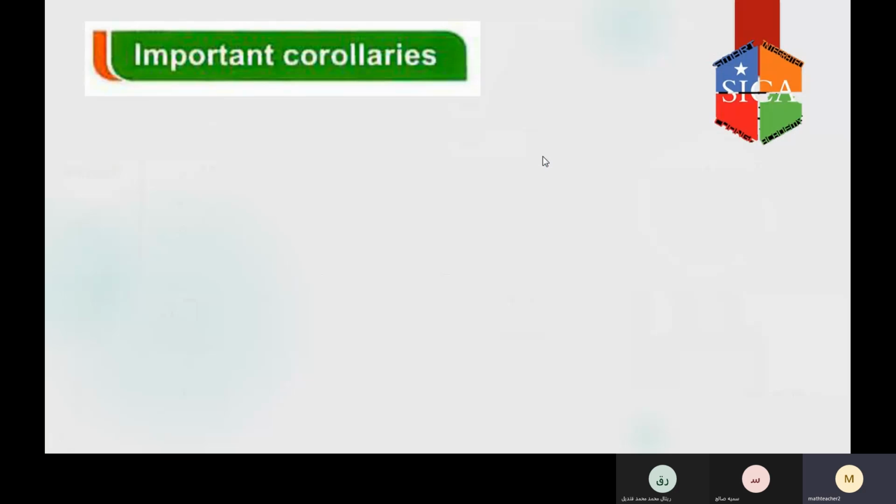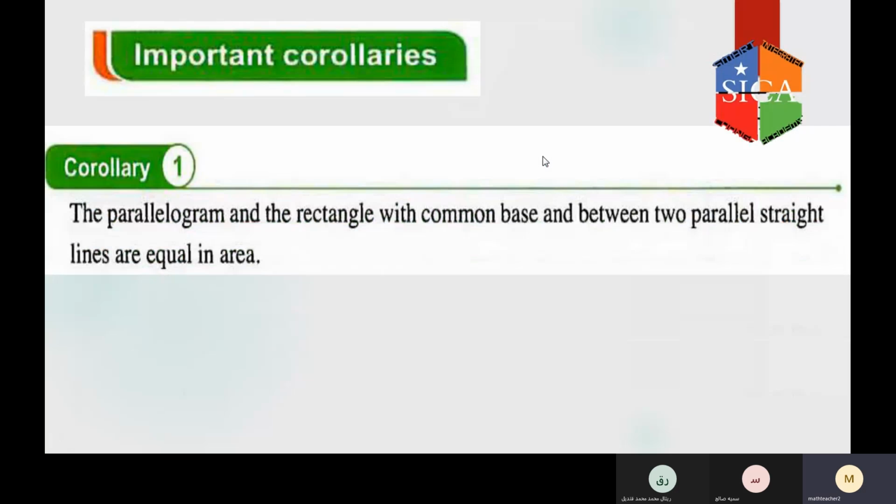Important corollaries. The first corollary says the parallelogram and the rectangle with common base and between two parallel straight lines are equal in area. We say here the parallelogram and a rectangle.